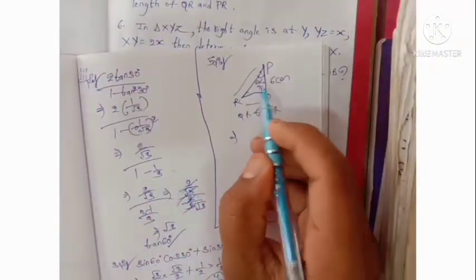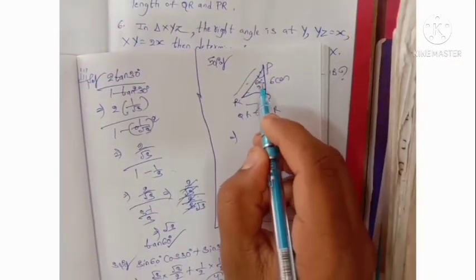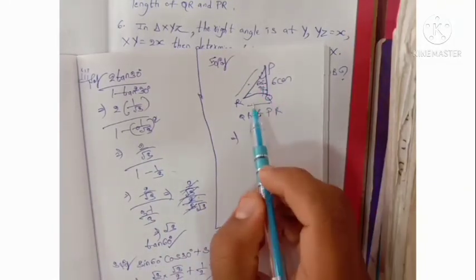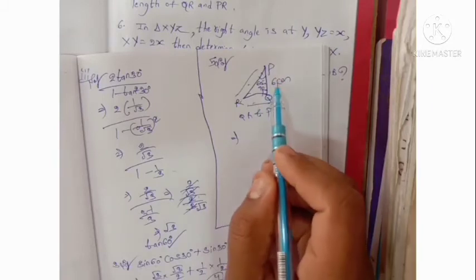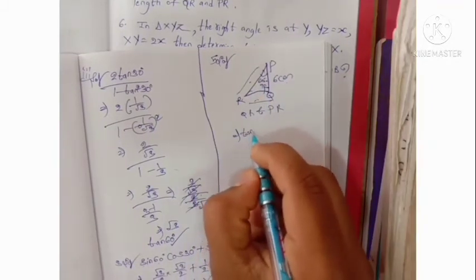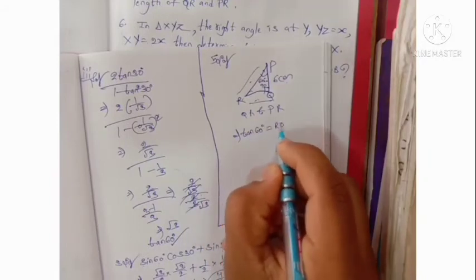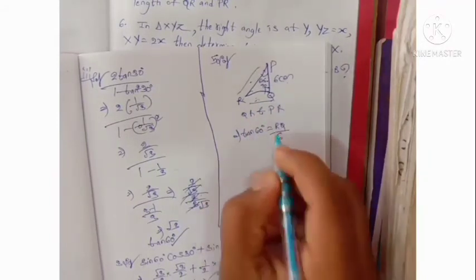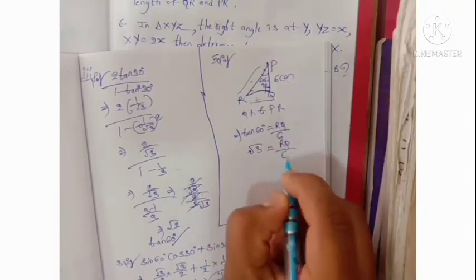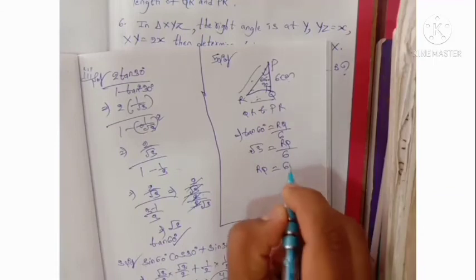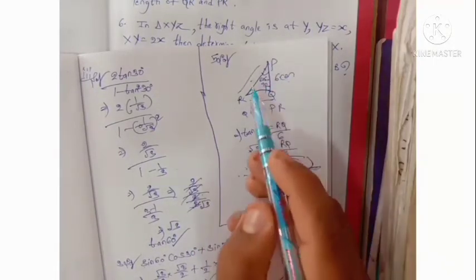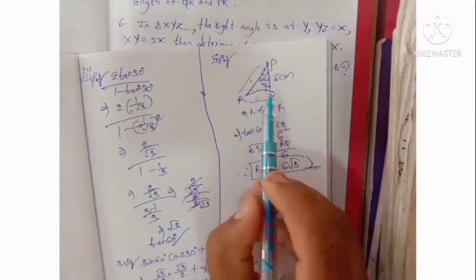If you want to find this and you have an angle, you follow the rule of trigonometry. You apply tan, opposite by adjacent. Tan 60 degrees is equal to QR by 6. Tan 60 is root 3, so root 3 is equal to QR by 6. Then QR is equal to 6 root 3. Then you have this and you should find the hypotenuse.